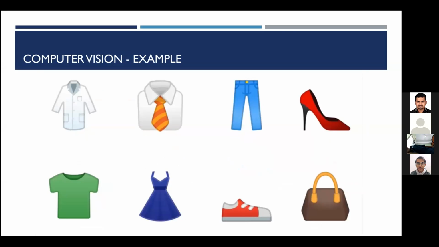So let's take this computer vision example. You can look at these pictures, and I'm sure you will tell what these pictures are. You will say this is a coat, this is a shirt, these are pants, these are shoes, this is a t-shirt, a frock, a handbag, etc. So how did you know that? You know it because you have seen it earlier. Your mind has seen a lot of such images and you can recognize them.